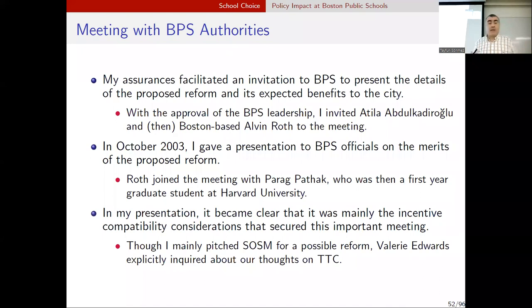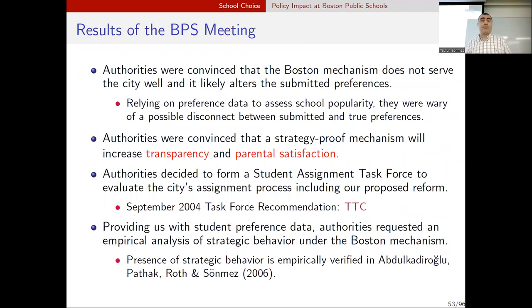Not justified envy, but rather manipulability. And although I mainly pitched the student optimal stable mechanism for a possible reform, Valerie Edwards explicitly inquired about our thoughts on TTC. So they were very well prepared. Now, by the end of that meeting, the authorities were convinced that the Boston mechanism does not serve the city well, and it likely alters the submitted preferences. So this was my all-time most successful meeting.